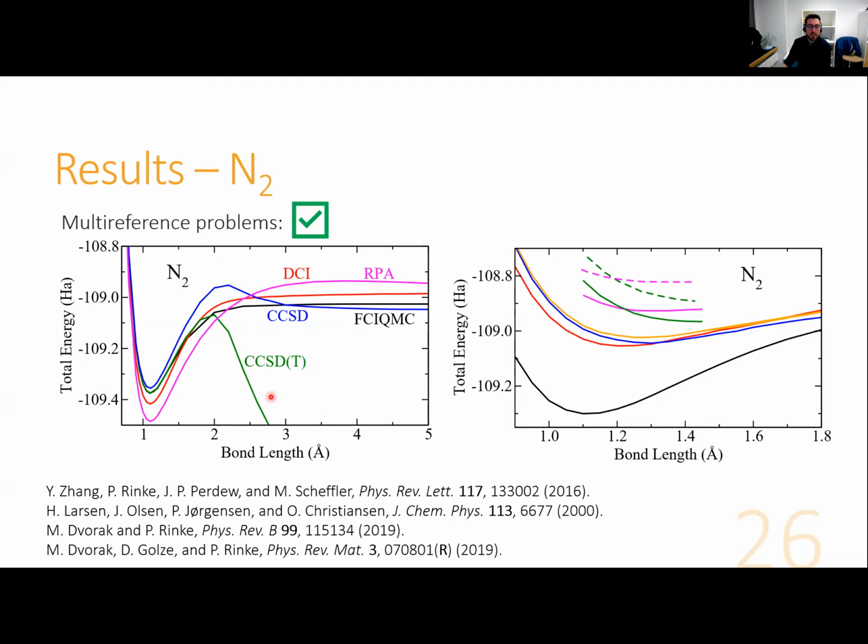So we applied DCI to nitrogen dissociation. The active space is the triple bond, so it's a 6-level active space. And the DCI results are in red. The most important thing here is to point out that there's no maximum in the dissociation curve. And at dissociation, the DCI curve is flat. So the results are good in that sense.